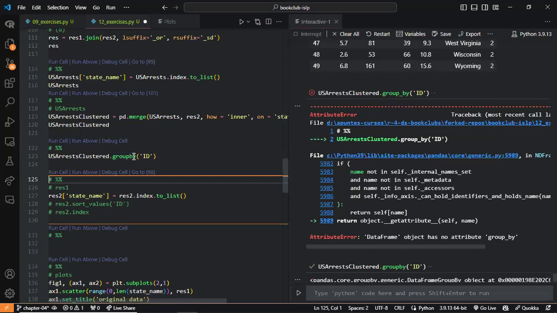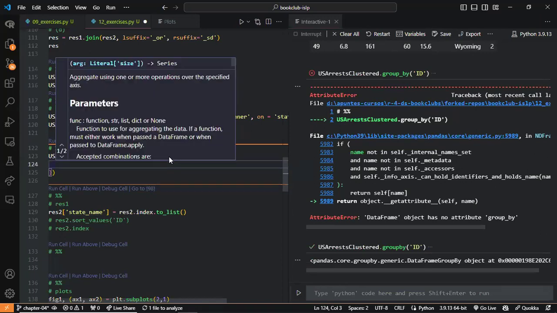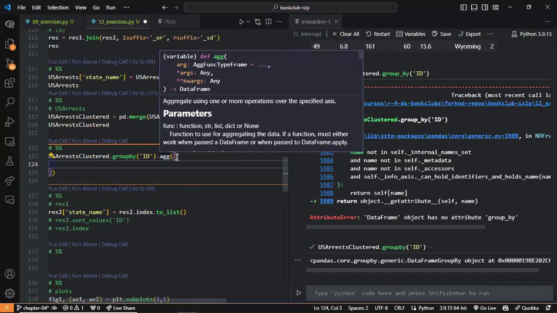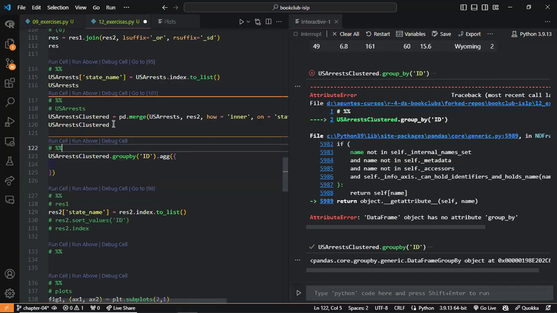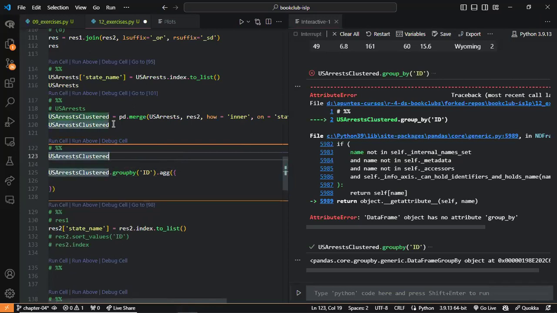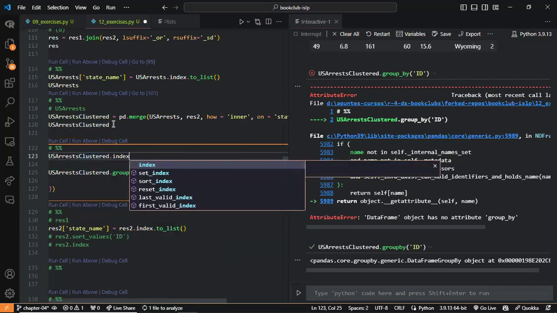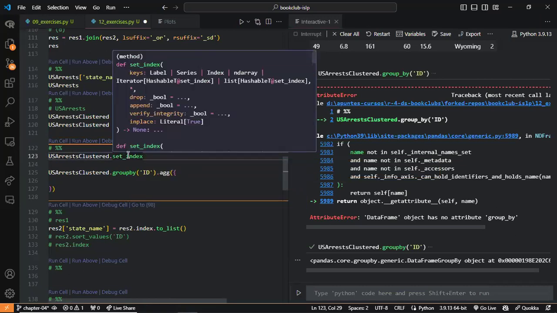You have to do like a dictionary. Okay. But probably it will be better if you can get those state names as the index again, so it won't throw you an error, because the aggregation is only for numerical. The ones that we're going to do.